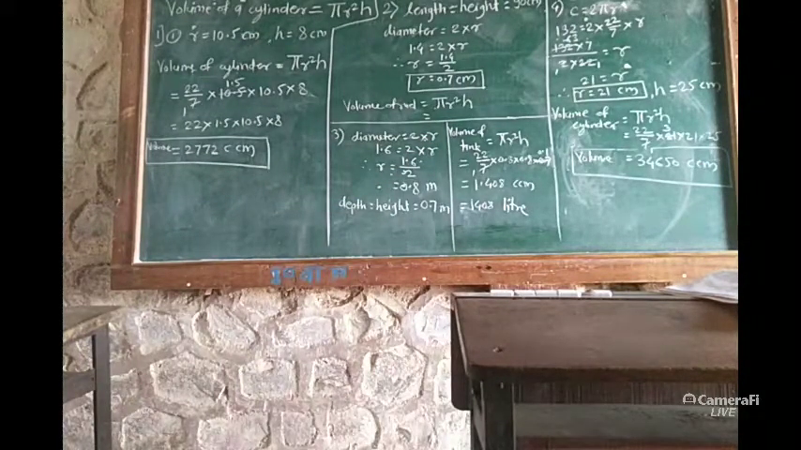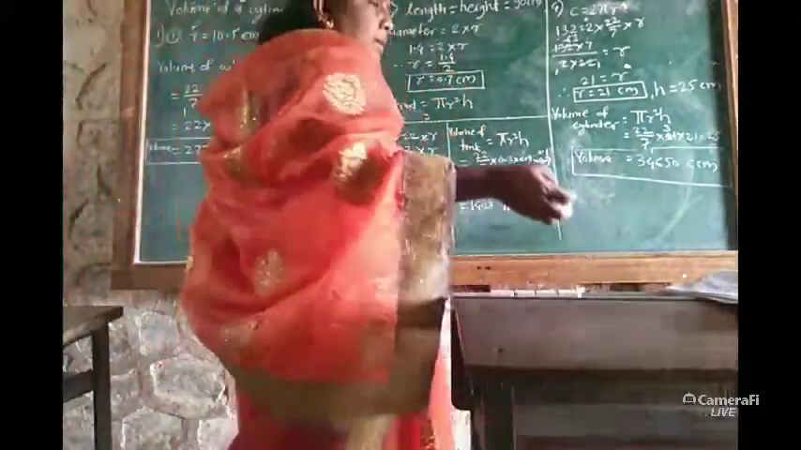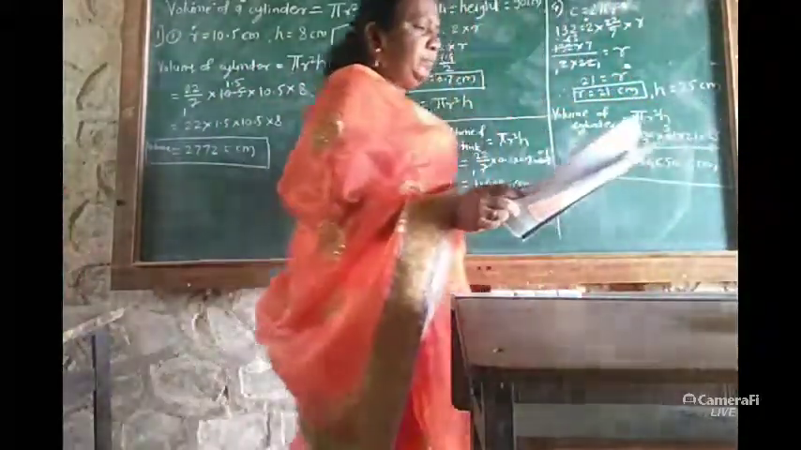Today we will see our 16th lesson, that is surface area and volume. We have completed up to the practice set 16.2. Today our point is volume of a cylinder.